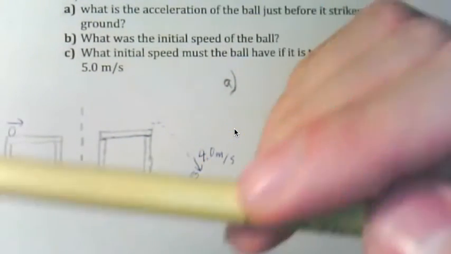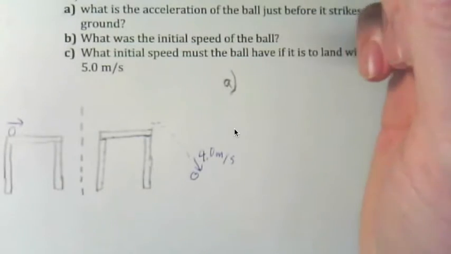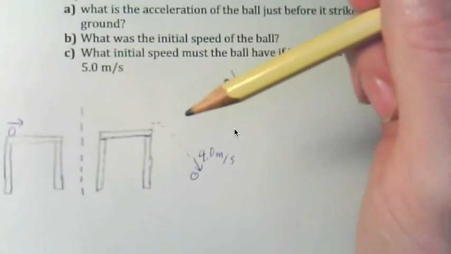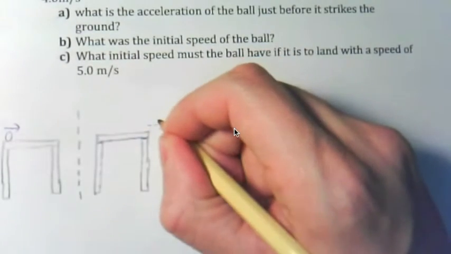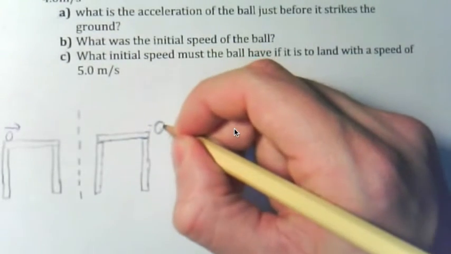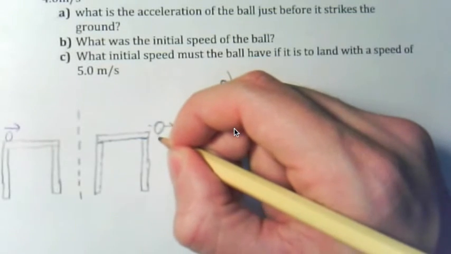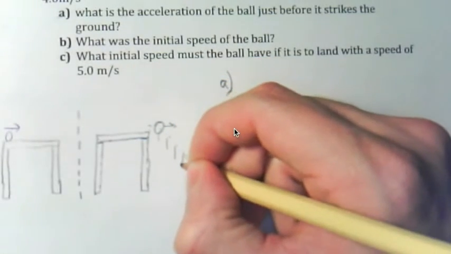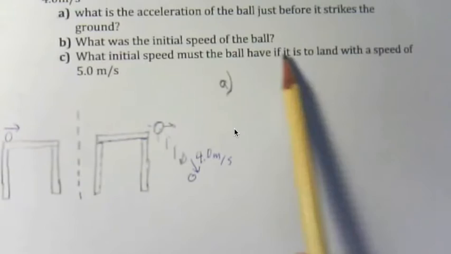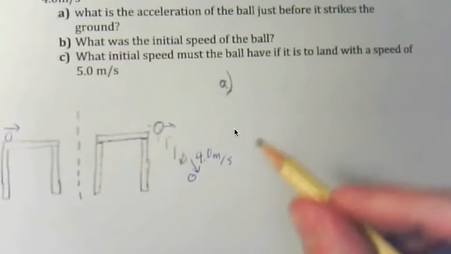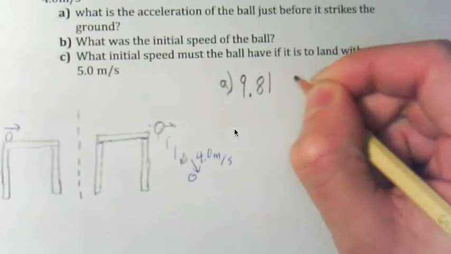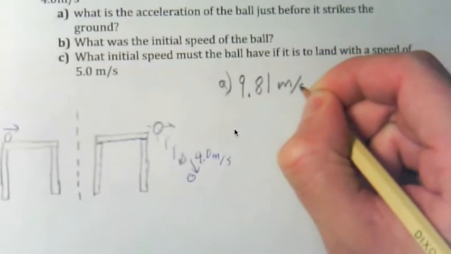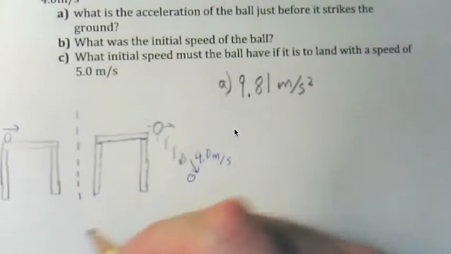We live on the surface of the Earth, and on the surface of the Earth we have a certain acceleration, and that's just the acceleration of gravity. If this ball were up here, we would have a speed this way, and an ever-increasing speed in this direction. So our only acceleration in play is the acceleration due to gravity, and we all know that that is 9.81 meters per second squared.